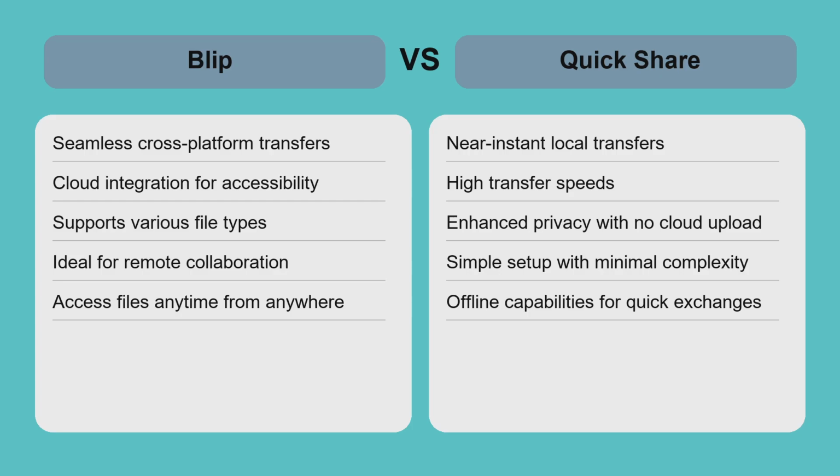If you often work remotely or with diverse teams, Blip's cloud integration is advantageous. Conversely, if you frequently exchange files offline or prioritize speed and privacy, Quick Share is more practical. Both have trade-offs. Blip's reliance on the cloud versus Quick Share's device proximity requirement. Assess your typical sharing scenarios to decide which app suits your workflow best.